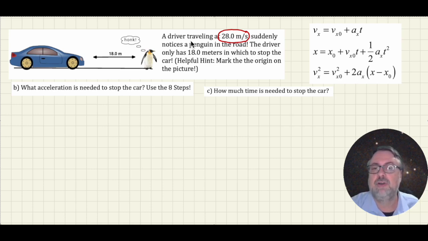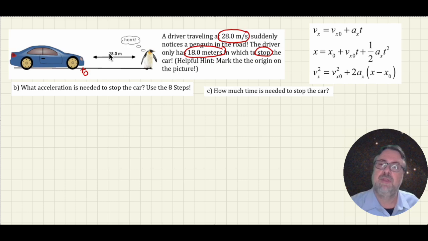The driver suddenly notices the penguin. The driver only has 18 meters in which to stop the car. Now, we are stopping the car. So that's important because if I'm stopping the car, that's telling me a piece of hidden information. All right, so I'm going to put my origin at where the driver applies the brakes. So I'm putting my origin right there.